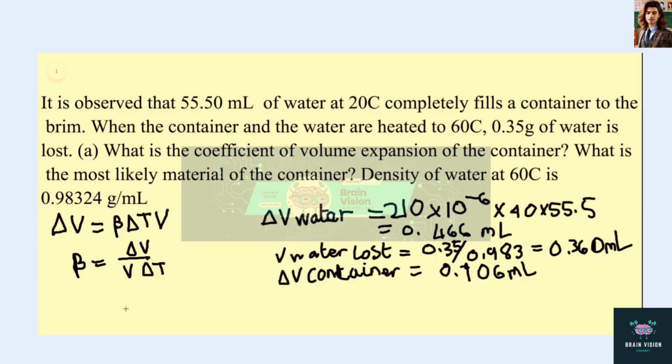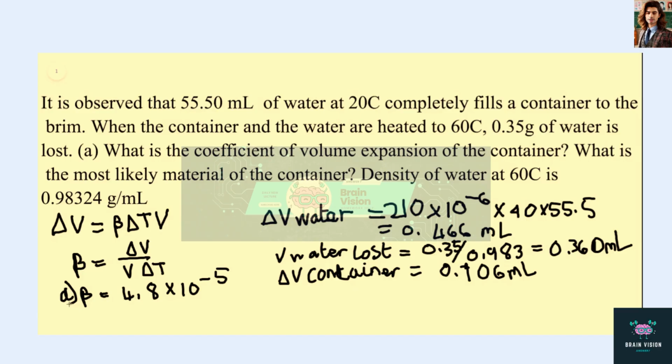So plugging all of that in here and popping that on a calculator, we get that beta is equal to 4.8 times 10 to the minus 5. And the closest one on the table is copper at 5 times 10 to the minus 5. So the material is copper.